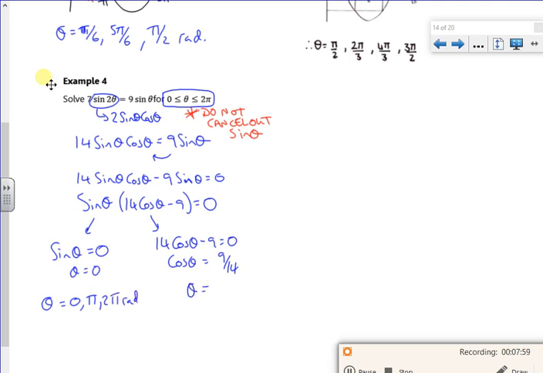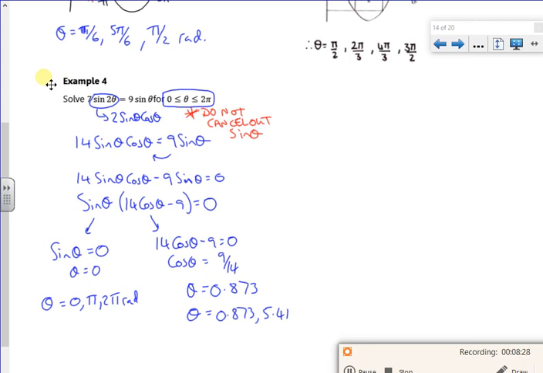For this one, for cos theta equals 9 over 14. Oh, that's nice. Thank you, Aaron. What do we get for that one? We get 0.873 according to the completed pack. And then if you look on your calculator, you'll get 0.873 and you'll get 5.41, which is 2 pi take away your 0.873. But your calculator does it for you.